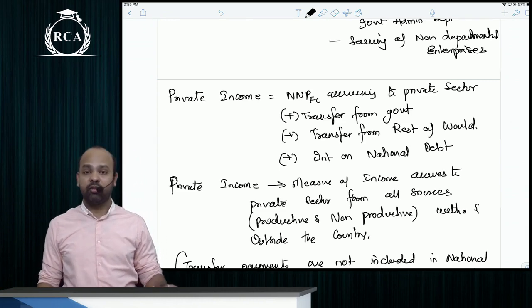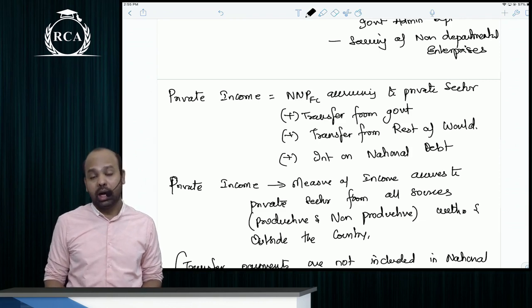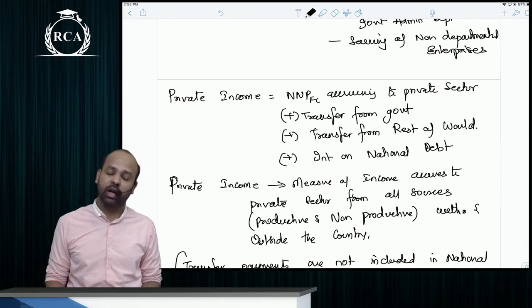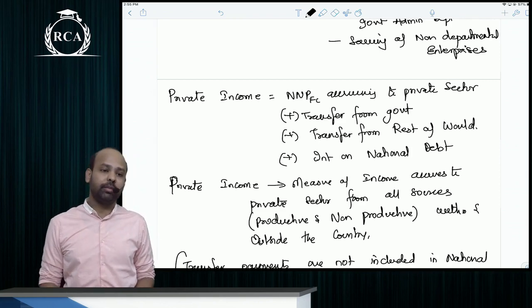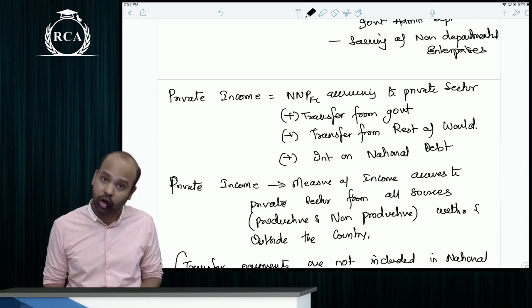And then you will add transfer payments from government and transfer payments from the rest of the world, and that will give us private income. This is basically the total income accruing to the private sector from all sources, productive or non-productive. It does not matter if it is productive or non-productive.